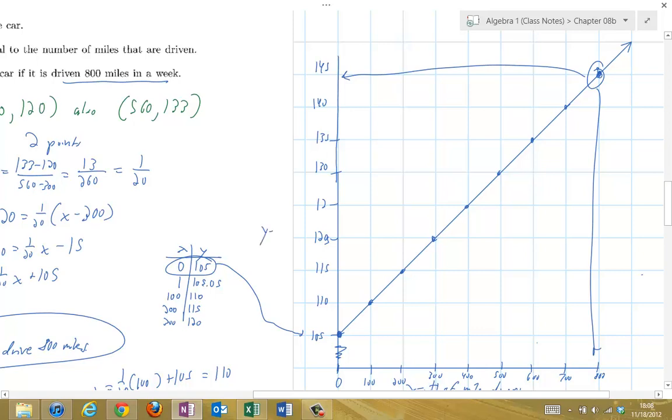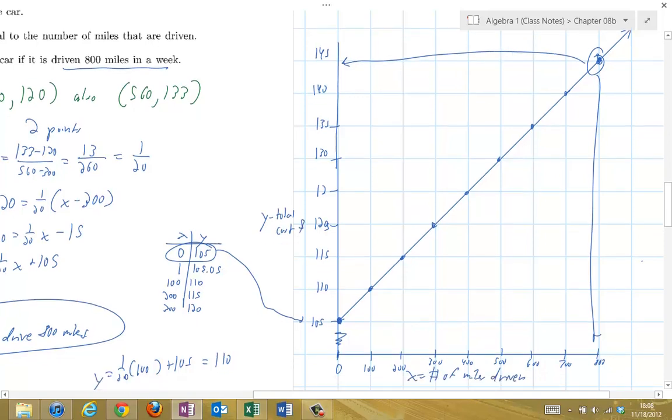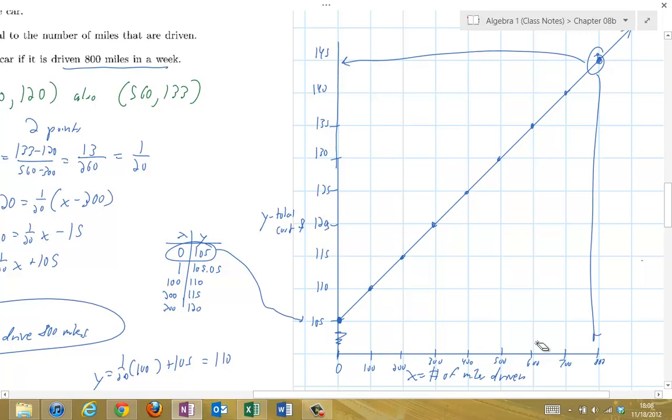Let's label the y-axis too. Y is total cost. Hope that's not too confusing, but error correction is a part of this, so I don't feel too bad. There we go. That looks beautiful.